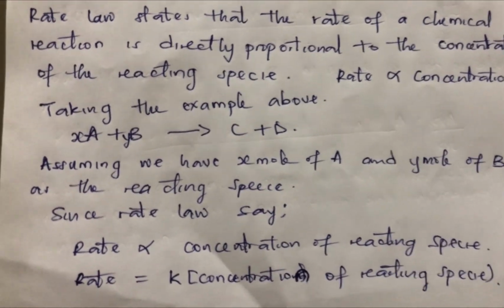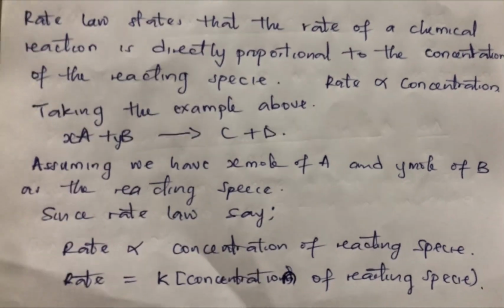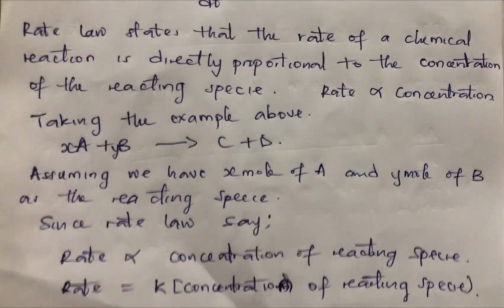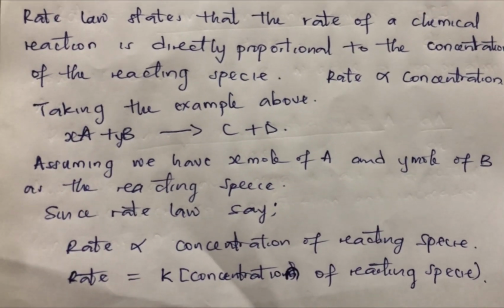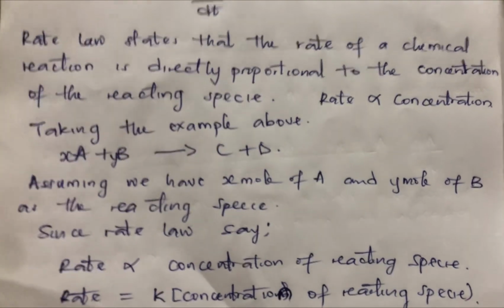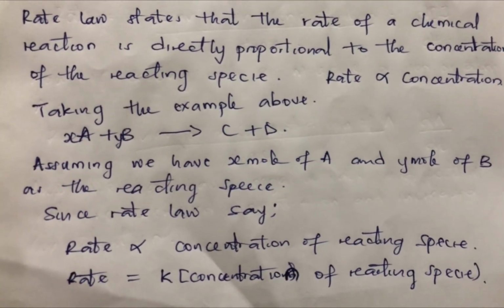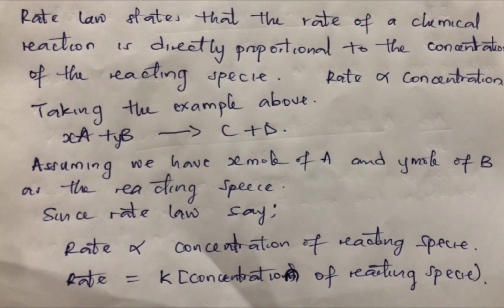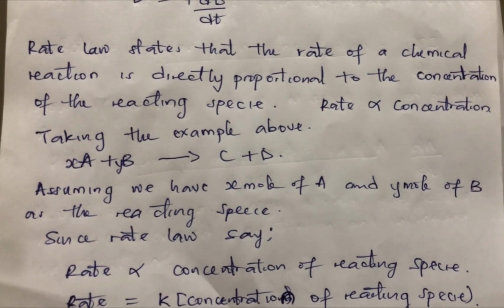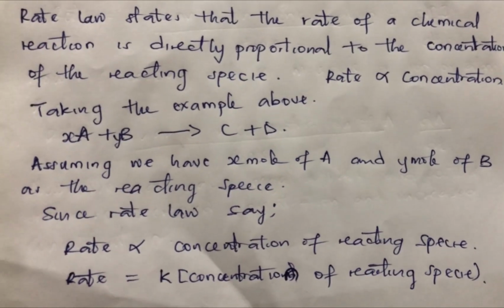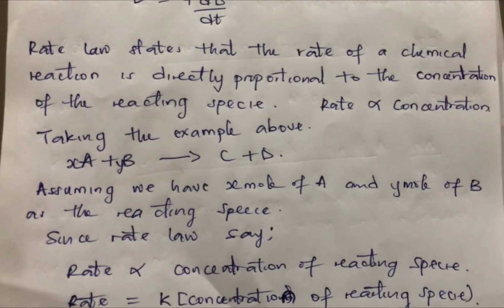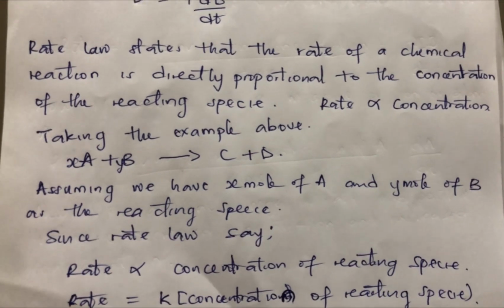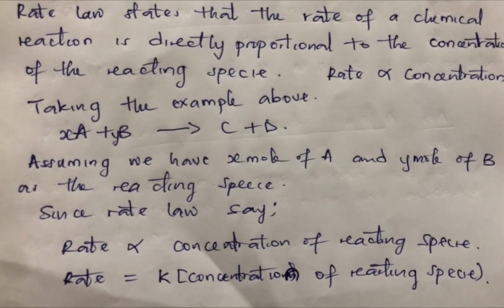Let's take an example. We're going to take an example where X mole of A plus Y mole of B is going to give us C plus D. So let's assume that we have X mole of A and Y mole of B as reacting species. Now remember, I said the rate of any chemical reaction is dependent on the reacting species. So we already have our reacting species to be A and B. But we are talking about X mole of A and Y mole of B. So rate is directly proportional to concentration of reacting species.